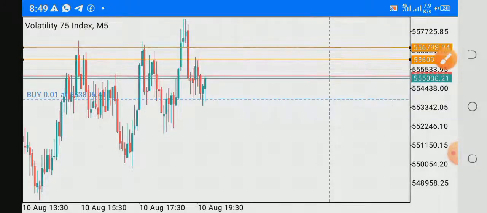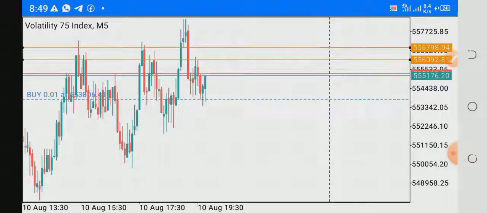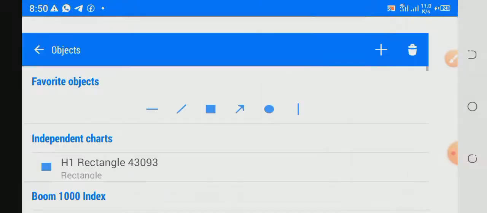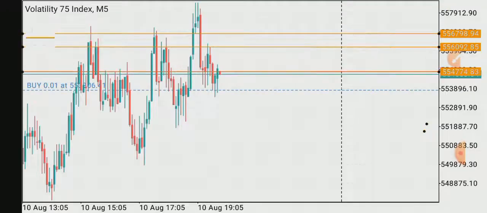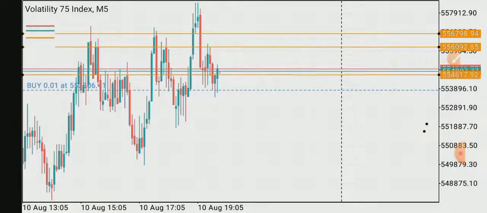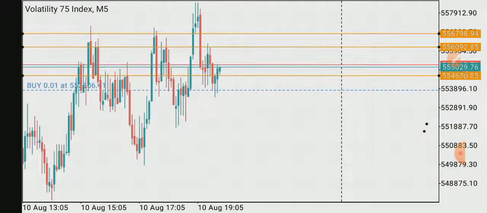Now we have our resistance 2. Let's look for another point. Okay, let's see this here, right here. Good, we have it here.